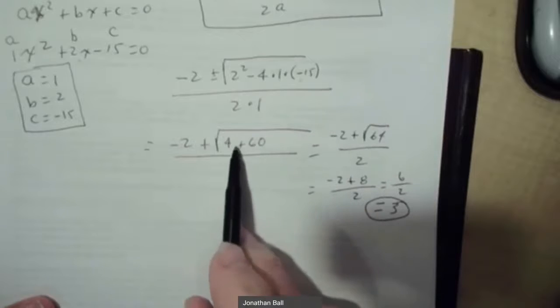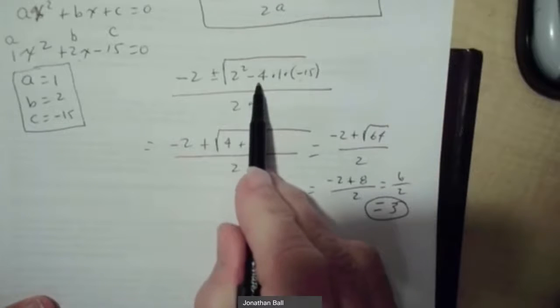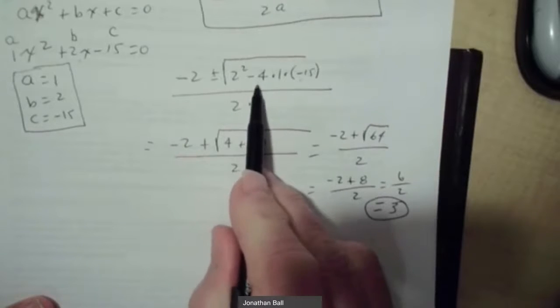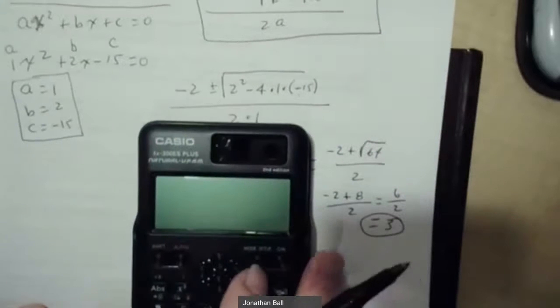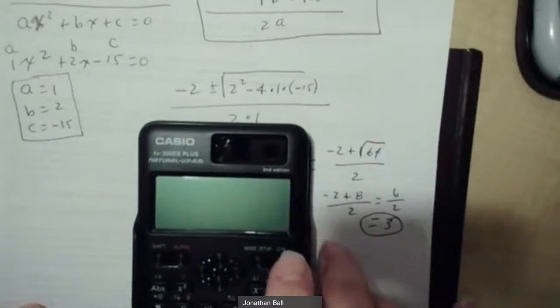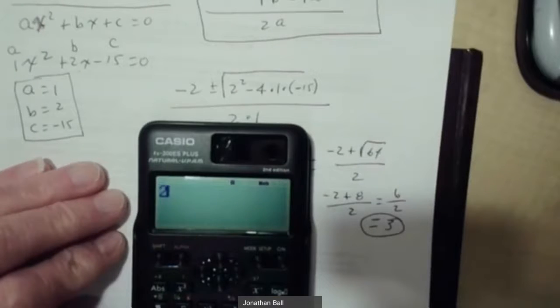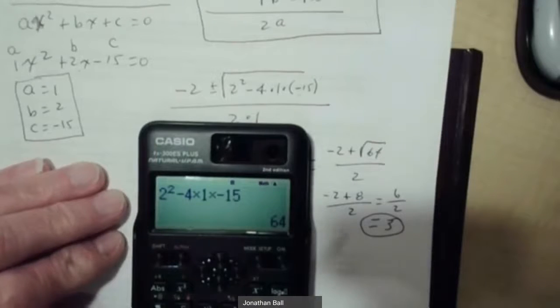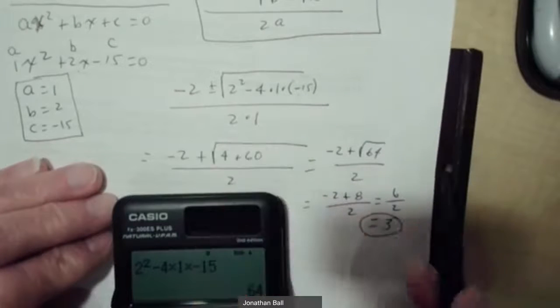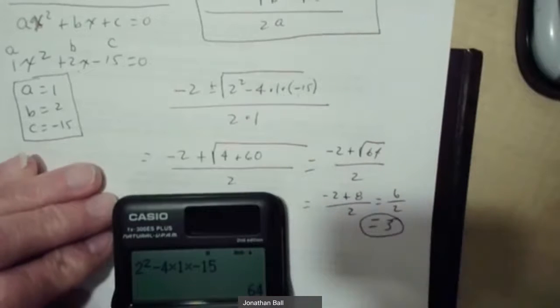Now again, if you want, put this in your handy dandy calculator, let me show you. First you turn it on, then you do 2 squared minus 4 times 1 times a negative 15 is 64. Okay, that'll do that for you. Now you just plug that into the formula and just do the arithmetic there.